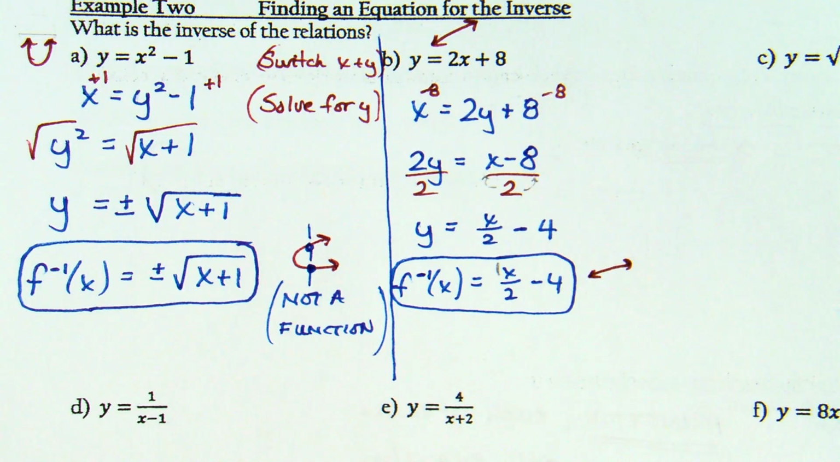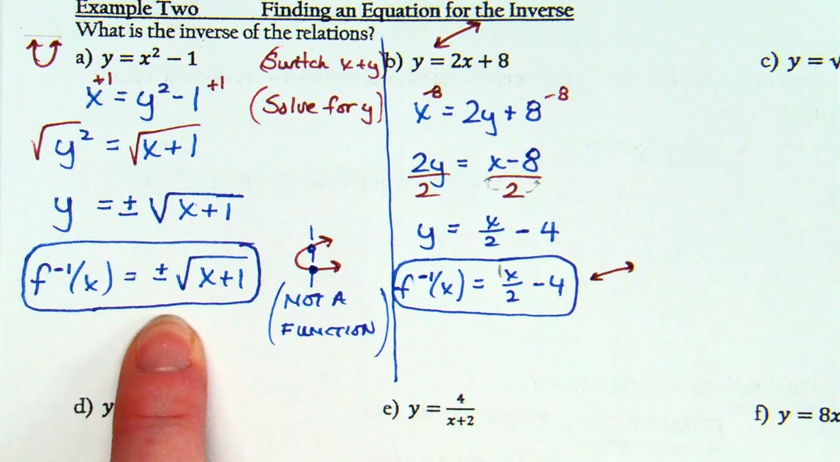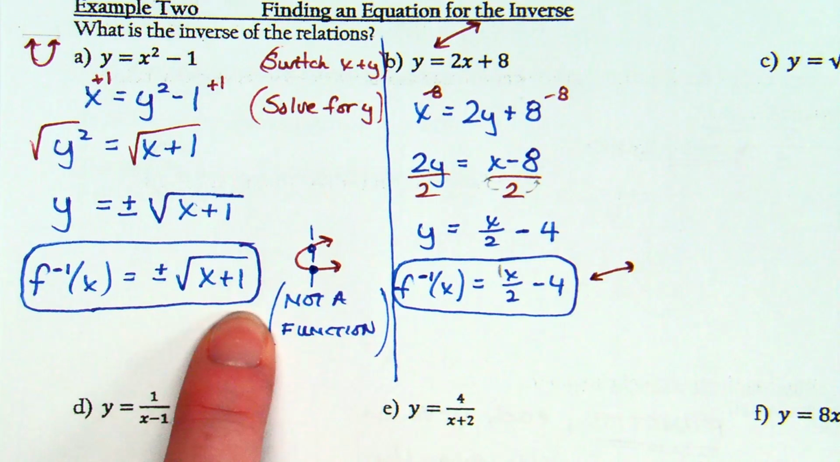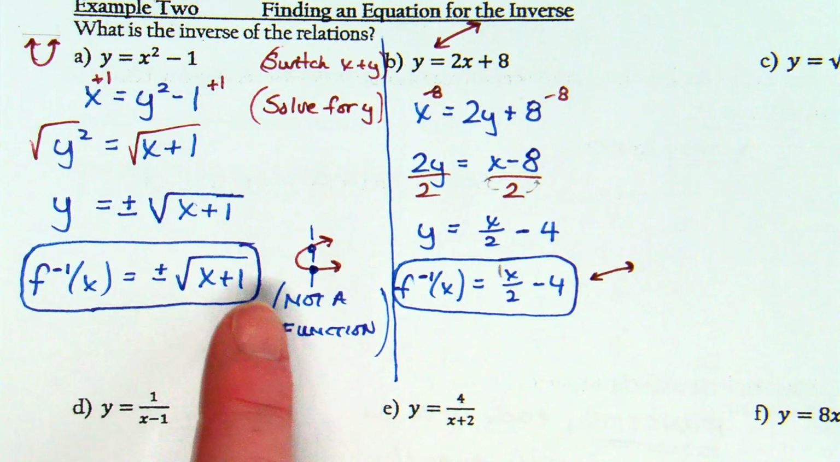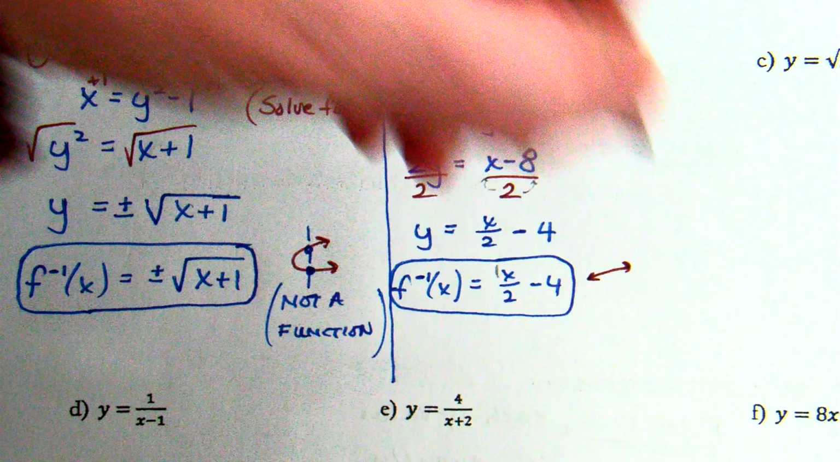No. About the only time you're going to see that happen is if there's a plus or minus in front of it. Remember right here, it wasn't a function. That was because of that plus or minus. I could put x in and get two different values out. So this one is a function.